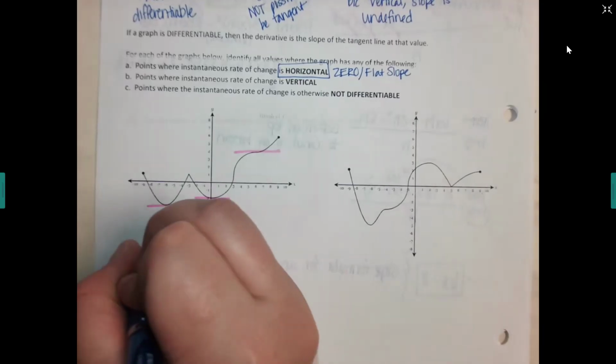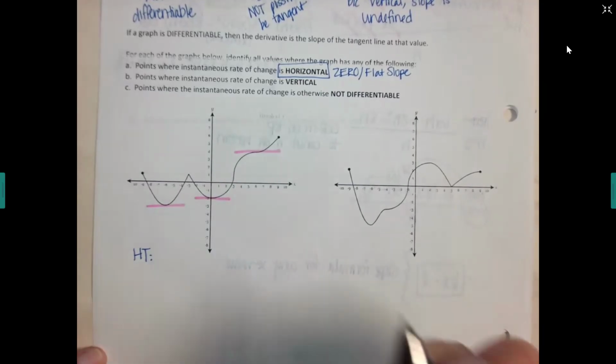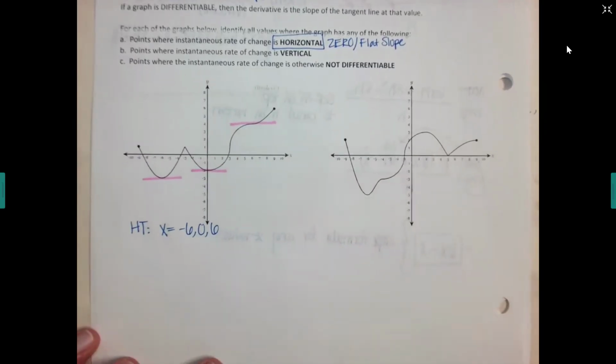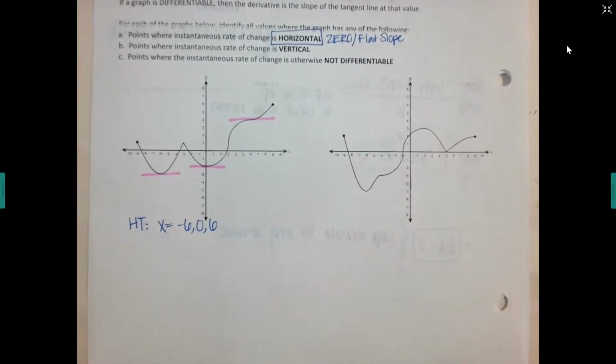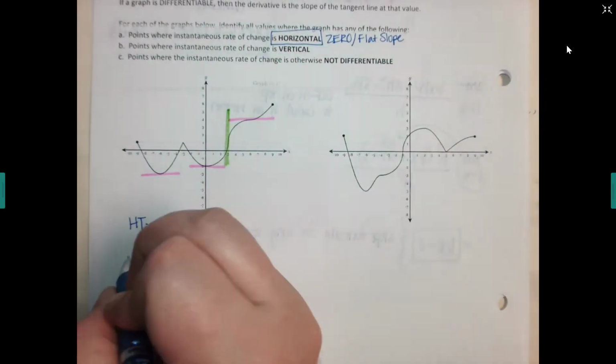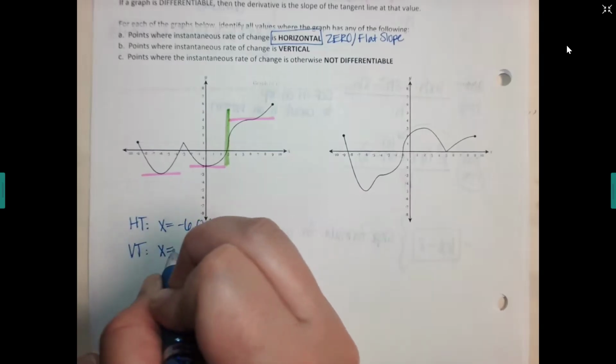So I'm going to write HT for horizontal tangent happens at -6, 0, and 6. But remember, horizontal tangents, you can draw the tangent line and its slope is perfectly flat. Next, we're looking for vertical tangents. I should be able to draw the tangent line and it should be perfectly vertical. Where does that happen on the first graph? 3 is correct. So my vertical tangent is at x equals 3.